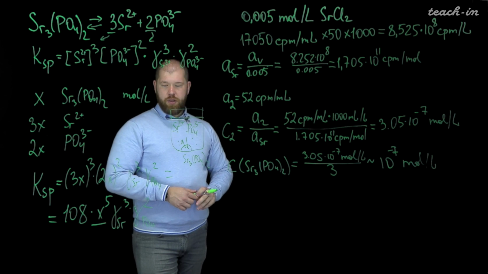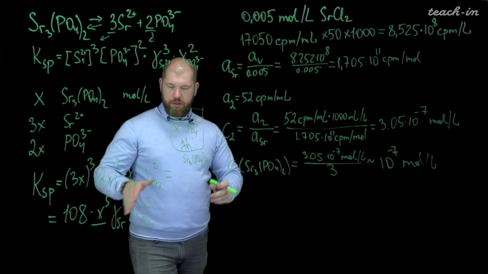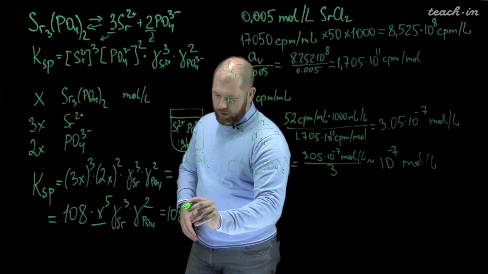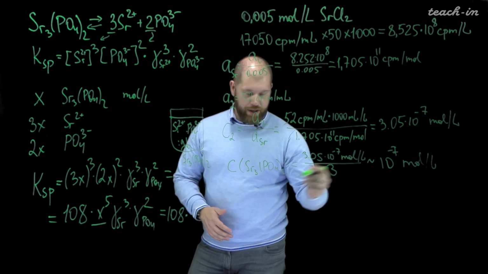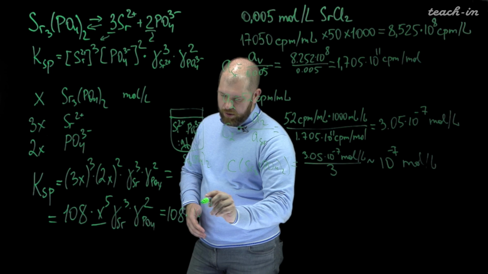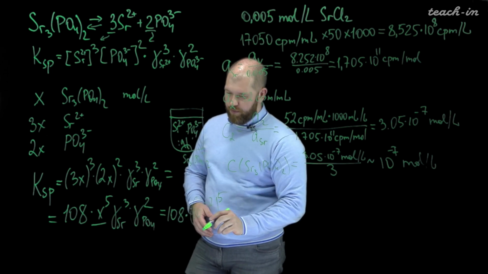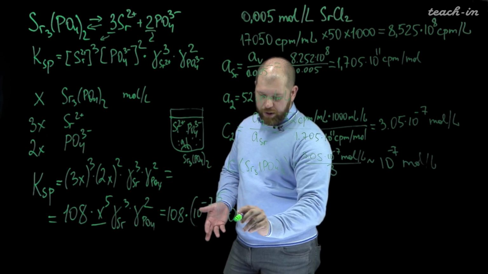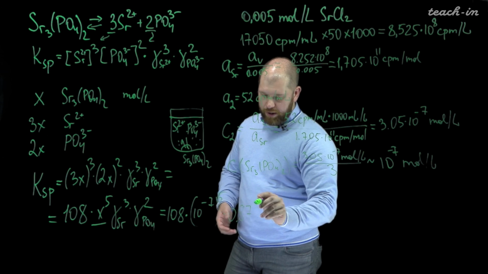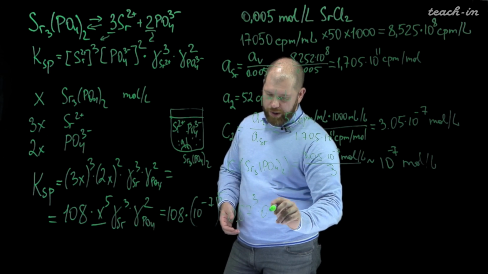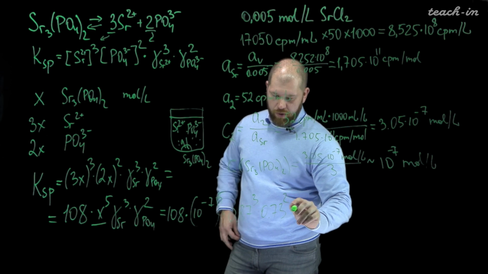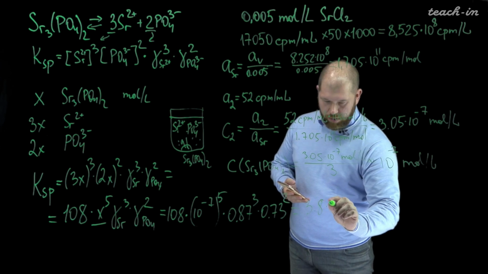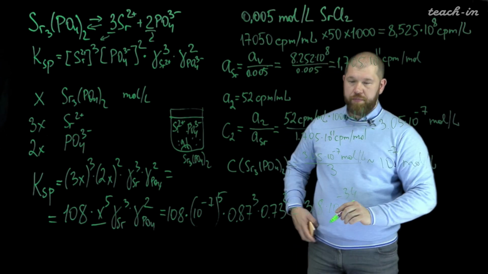Okay, and now we will put all these numbers into this equation. So it will be 108 multiplied by x, so it is 10 to minus 7 to the 5th degree, and then the activity coefficients, for the cation 0.87 cubed, and for the anion 0.73 squared, so it will be equal to 3.8 times 10 to minus 34.